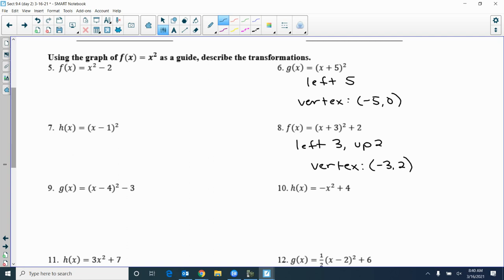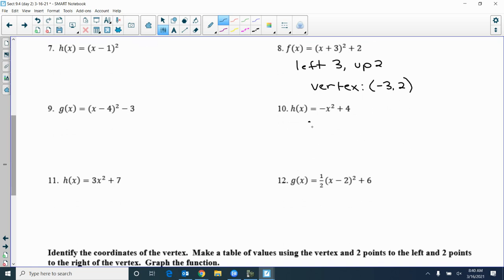All right, Tommy, what about number 10? Go up 4. Up 4, that's it. No left or right. So we go up 4, and Tommy, what's its vertex going to be? 0 and 4. Good, 0, 4. Now for 12, this 1/2 affects the width. It's going to make it wider, but it does not affect the moving left or right.